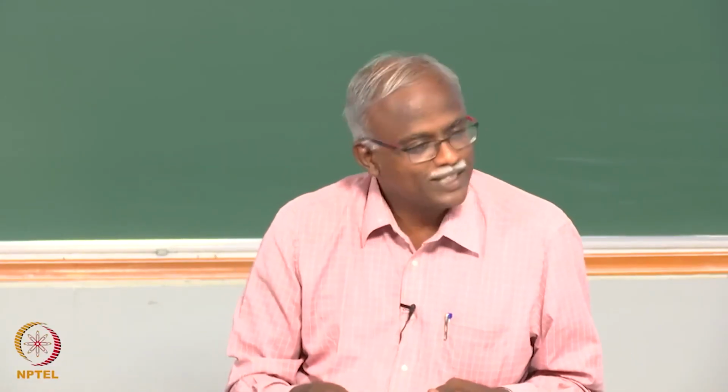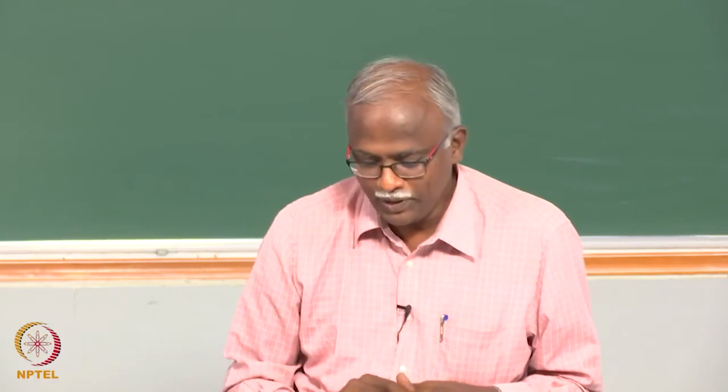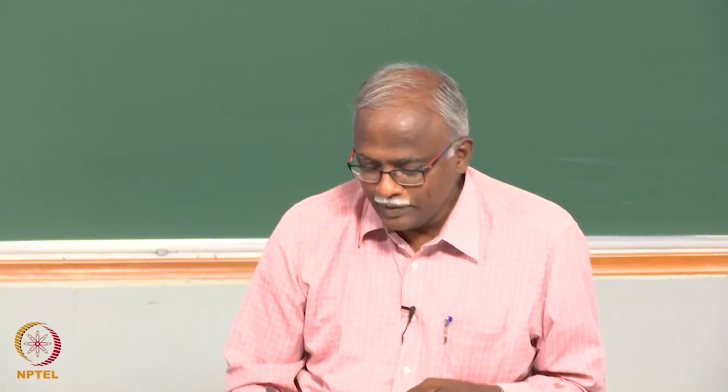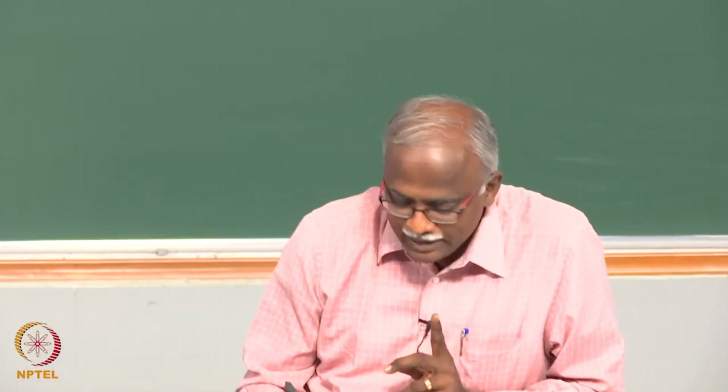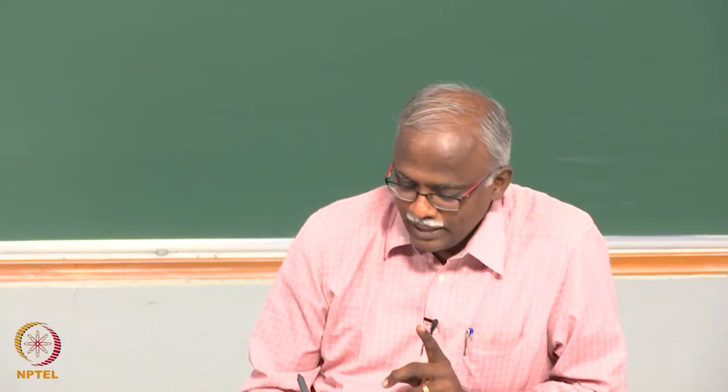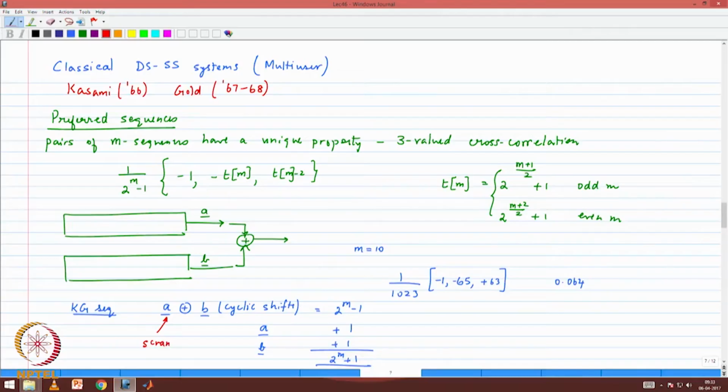Scrambled it. What are Kasami and Gold doing? Scrambling. Because what are they doing? B with all its cyclic shifts gives you all the possible sequences. And what is A doing? Scrambling. So, that is the secret. So, this one is the scrambler, and these are the codes.